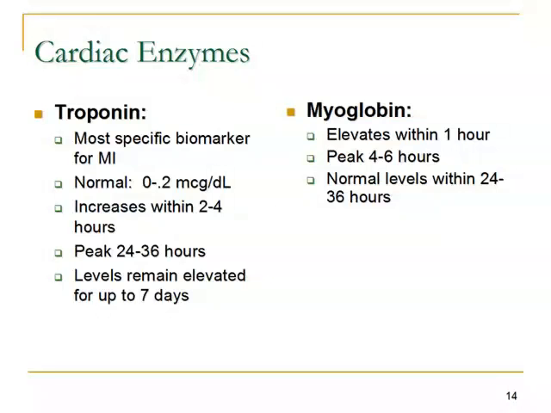Myoglobin is a test that can also be run on cardiac patients if they suspect an MI. It's not as good of a diagnostic test for an MI, but it's a good rule-out type of test. The advantage of myoglobin is it elevates within only about an hour. It peaks in about 4 to 6 hours, and then the levels will stabilize in about 24 to 36 hours. So this is a good one that's drawn a lot of times in an ER.